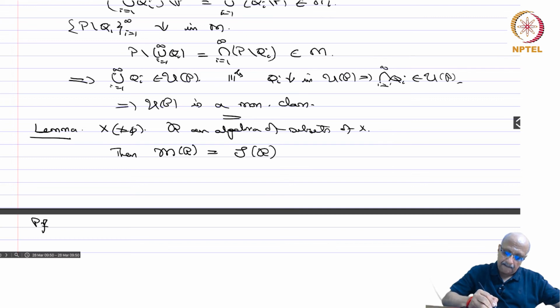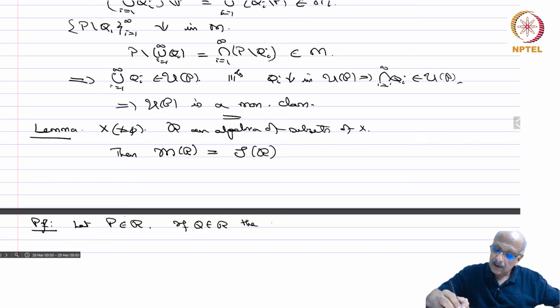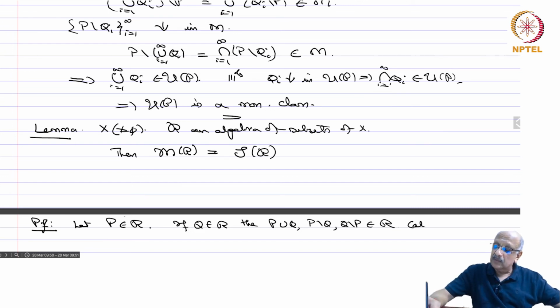Proof. Let P belong to R. Now if Q belongs to R, then P union Q, P minus Q, Q minus P all belong to R, because R is an algebra.